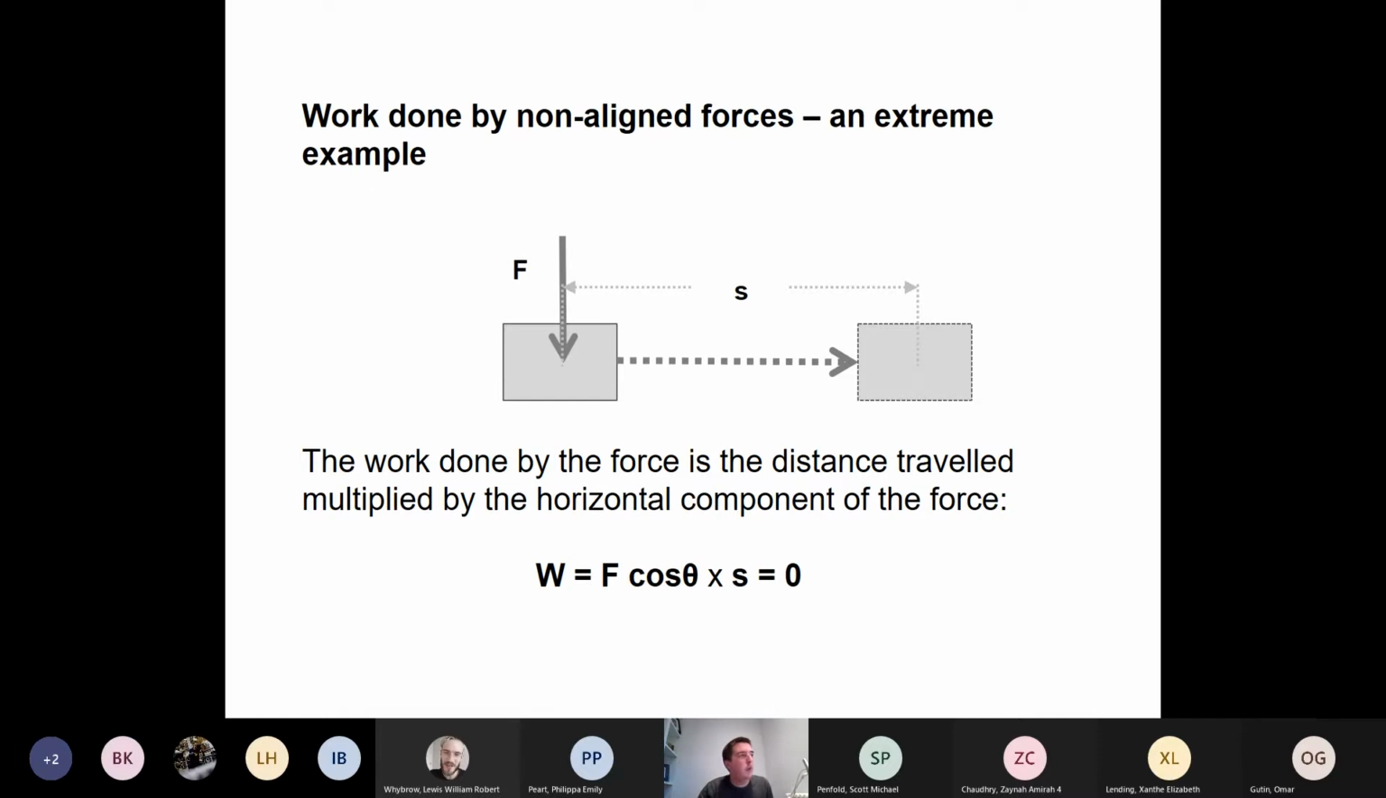And then there's an extreme example: if there's no component acting in the direction of motion, if the force and the motion are at 90 degrees to each other, they're perpendicular, then no work is being done by that force. That seems a bit counterintuitive because there's a force and there's some movement, but the movement is being generated entirely by something else. A force acting straight downwards can't move something sideways unless it's redirected somehow.